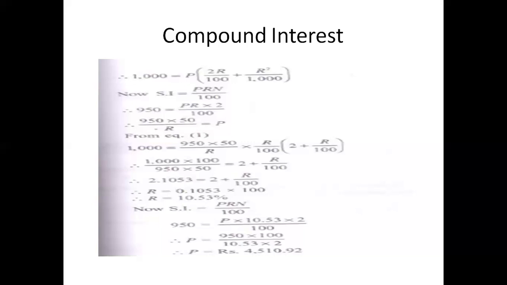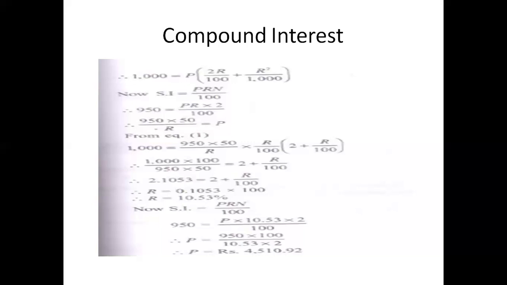So we calculate the value and we get the value as 2 plus R by 100, or therefore 2.1053 is equal to 2 plus R by 100, or we have the value of R as 10.53%. We are just substituting the value of P from the simple interest equation in the compound interest equation. Now we are substituting the value of R from the compound interest equation in the simple interest equation, and we are setting the value as P into 10.53 into 2 by 100.